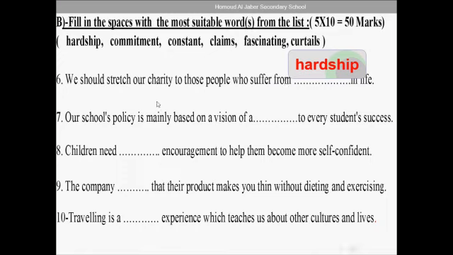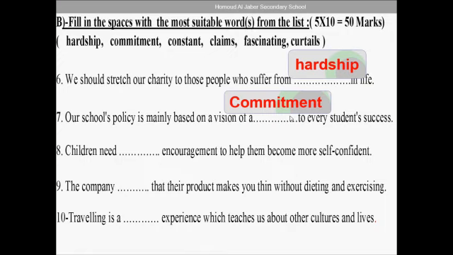7. Our school's policy is mainly based on a vision. The school policy, سياسة المدرسة, is based on, تعتمد على, a vision of to every student's success. Of course, the correct answer will be commitment, تعهد, التزام.